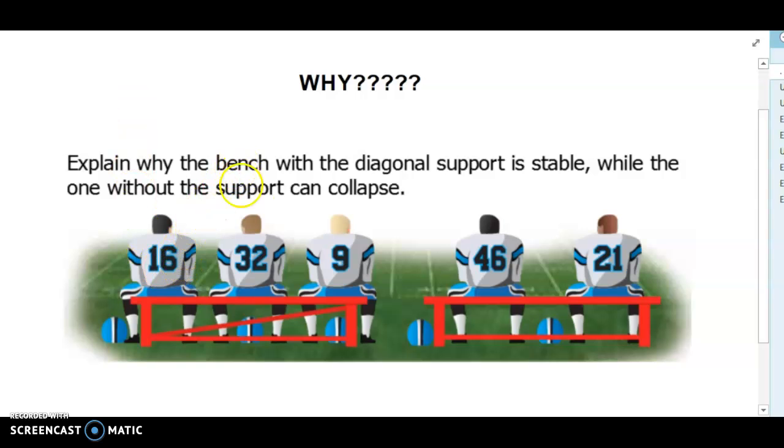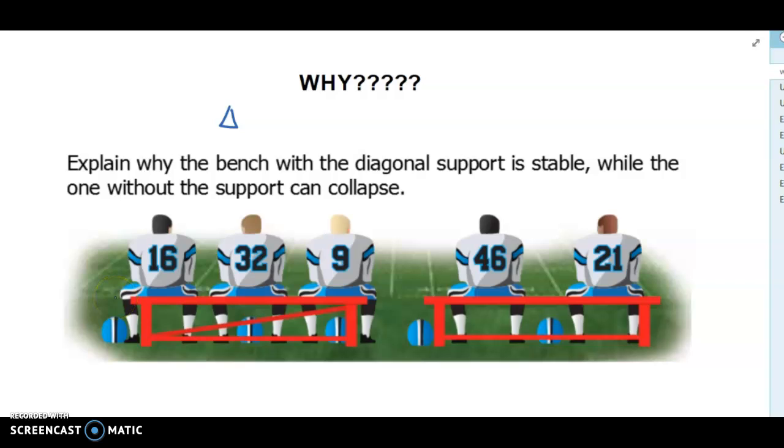So the first thing we want to do is talk about the most stable shape. And the most stable shape, as you should have learned in that one video, is the triangle. That's why when you look at the construction of new houses and things, you see almost everything's constructed of triangles.